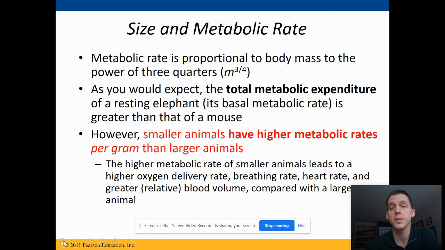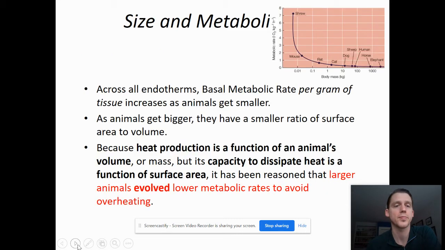And this slide sort of summarizes everything nicely. It says that even though the total metabolic expenditure of an elephant is going to be greater than a mouse, if we take a look at per unit of mass, smaller animals have higher metabolic rates than larger animals. Across all endotherms, the basal metabolic rate per gram of tissue is going to increase as an animal gets smaller. So here we have a shrew, very small, a mouse, very small, and as the animals get bigger, rat, cat, dog, sheep, the metabolic rate per gram goes down.